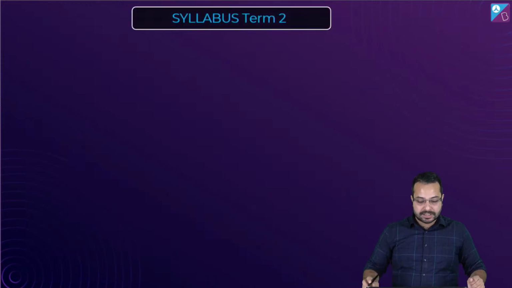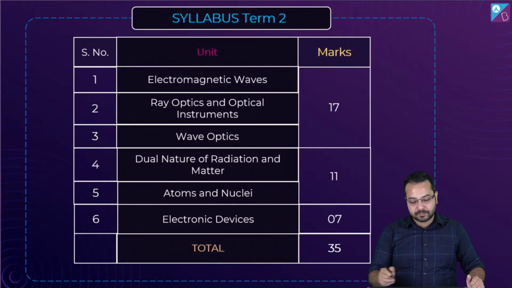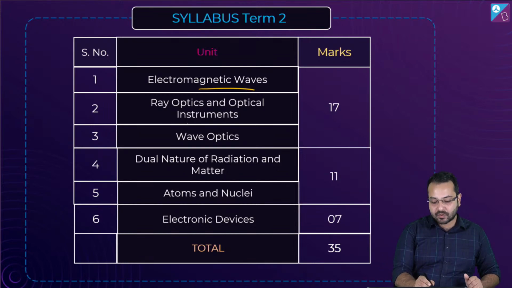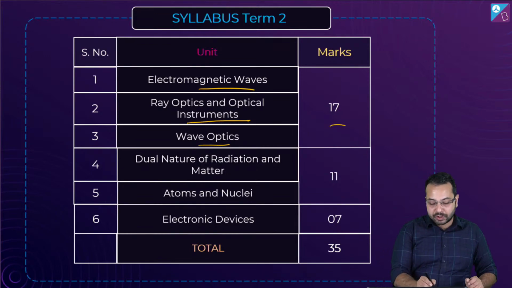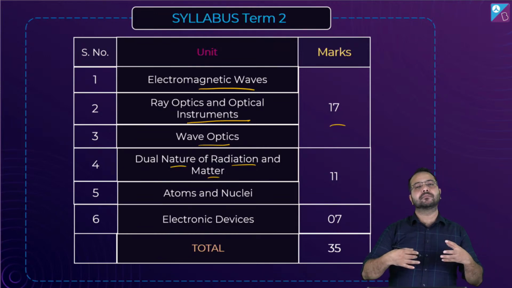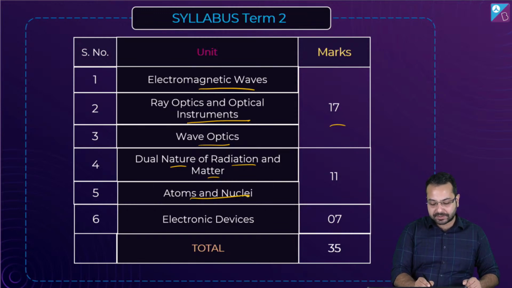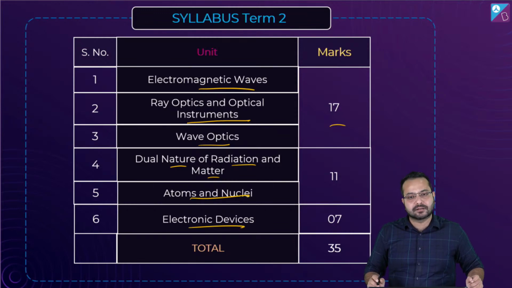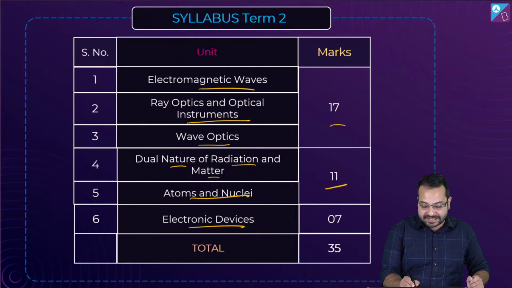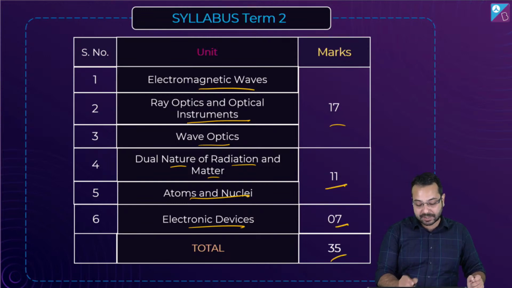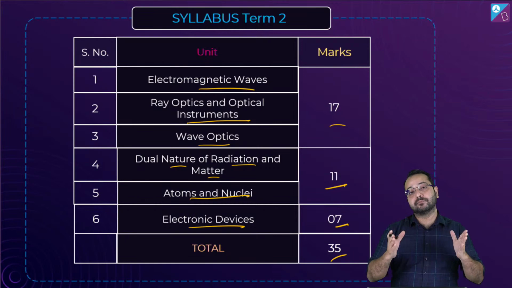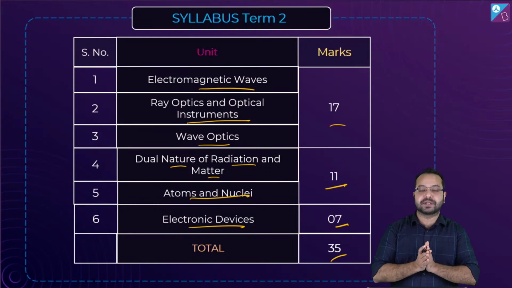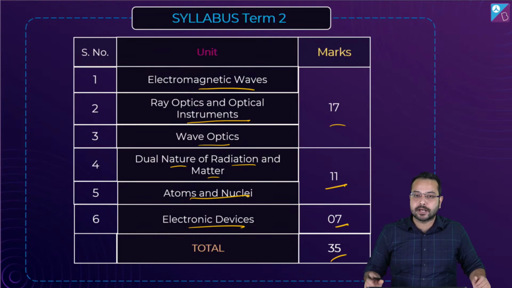Let's talk about term 2. In term 2, electromagnetic waves, ray optics and optical instruments, and wave optics have a combined weightage of 17. Dual nature of radiation and matter, basically the modern physics part, atoms and nuclei, and electronic devices, that is semiconductors, are going to have a weightage of 11 and 7. So that makes it 35 as well. That is the weightage of topics for the term 2 syllabus. Correct? All clear, guys? Perfect.